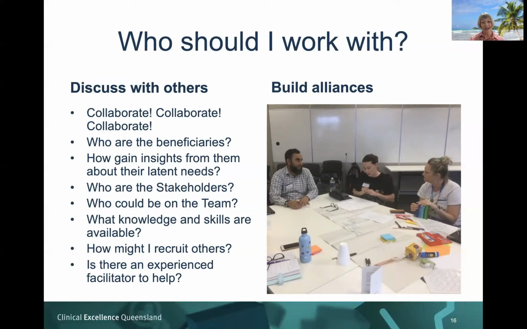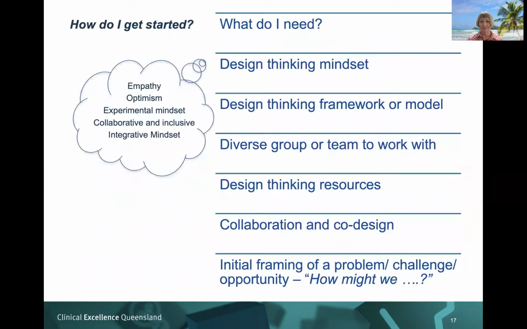How do we gain insights from users in terms of knowing what their latent needs are, who should be on the team, what knowledge and skills are available? Are there some key people we need to recruit? Do we need to involve a lot of OTs and social workers and other health professionals, both in our diagnostic, but also in terms of going forward? Is there an experienced design thinking facilitator who can help and who would commit to being involved over time?